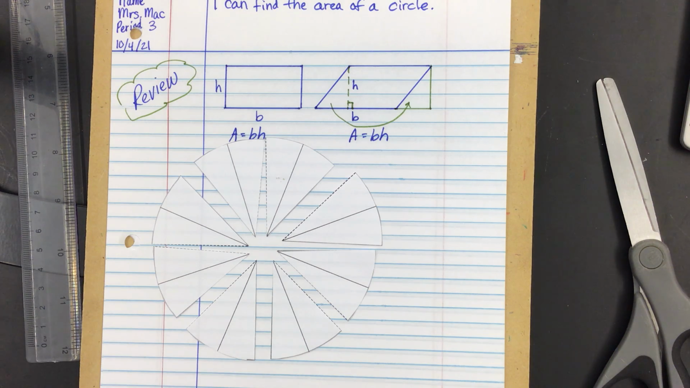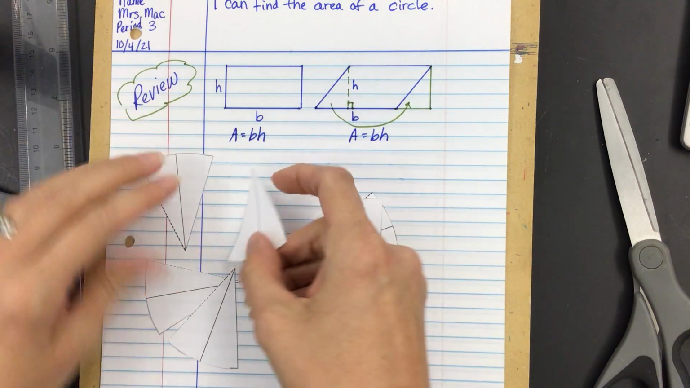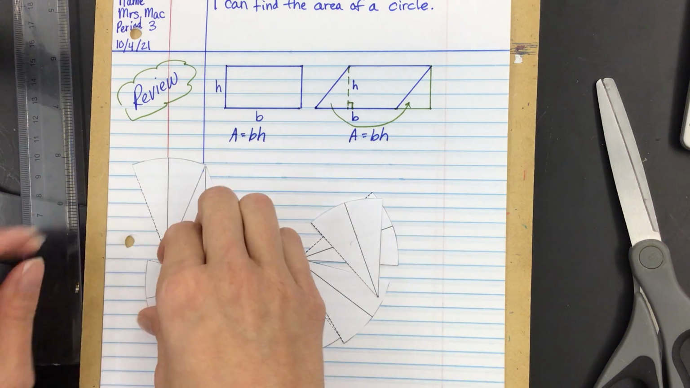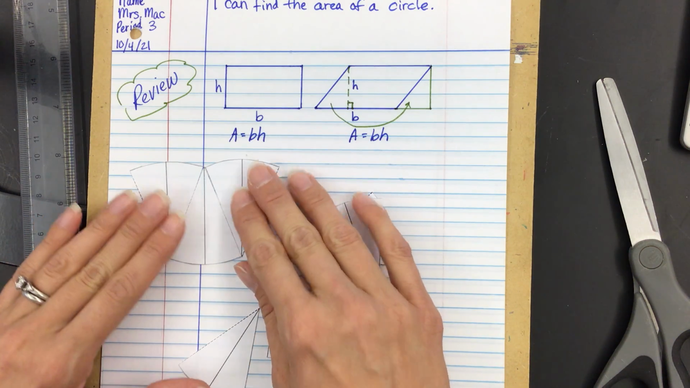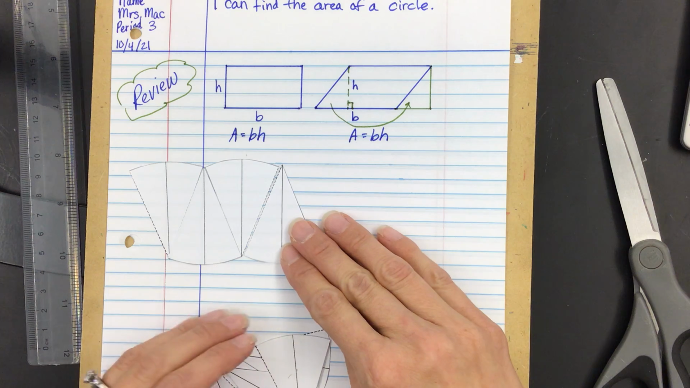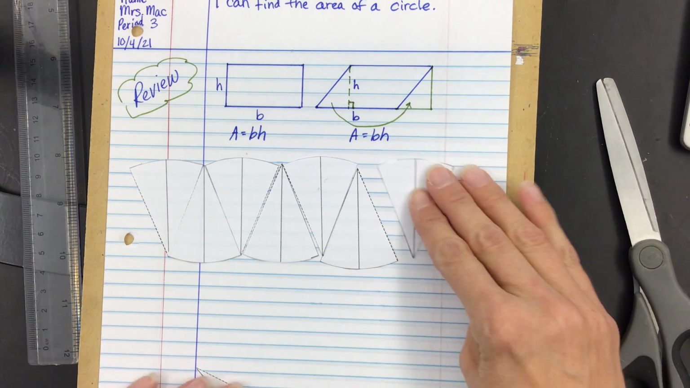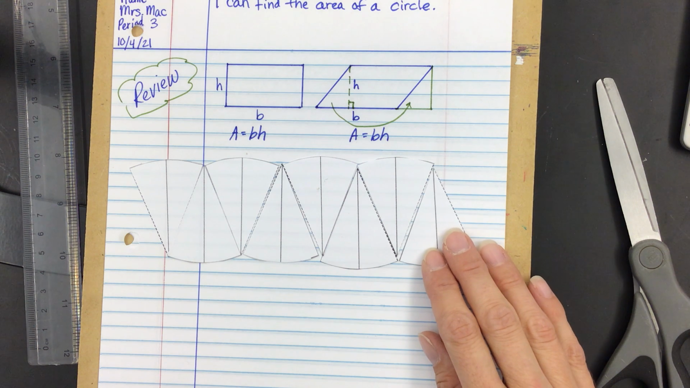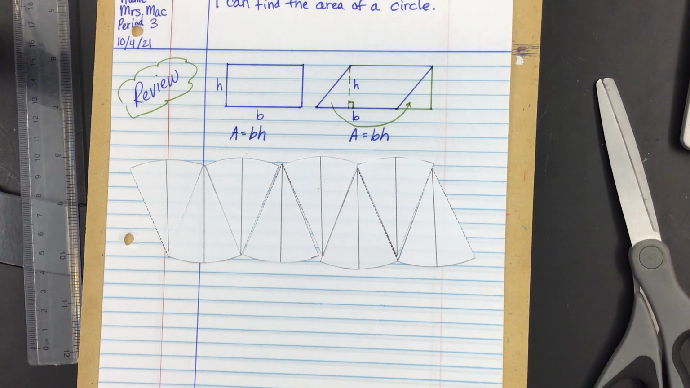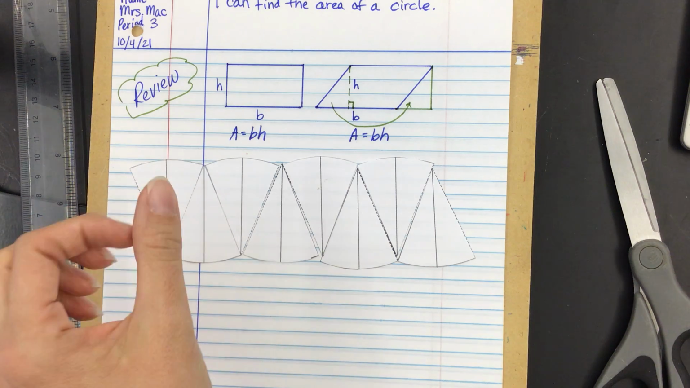All right, once you have your pieces cut in half, let's arrange them like we did last time. You guys, what is that kind of starting to look like? A parallelogram. And guess what? We know how to find the area of a parallelogram, right? Okay, so let's do that one last step now. Let's cut each of these pieces in half again.